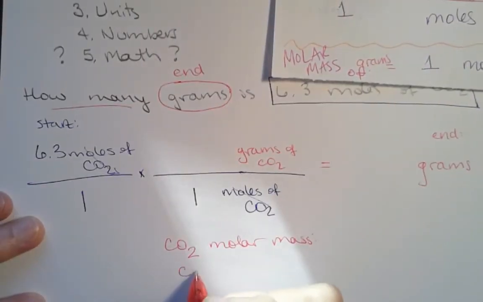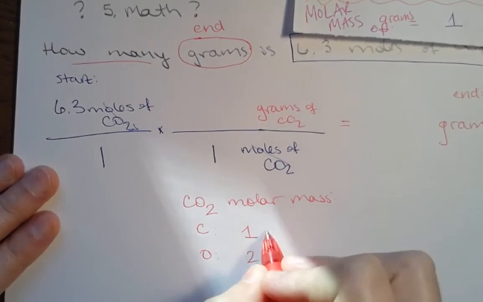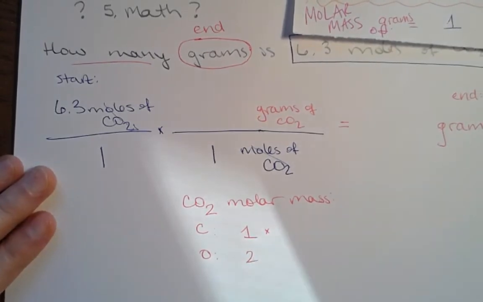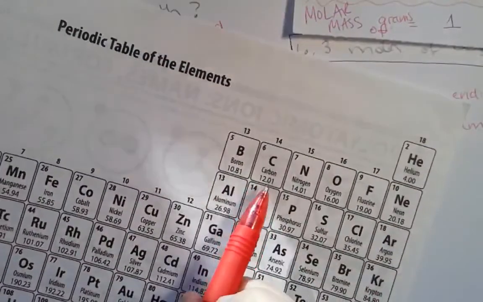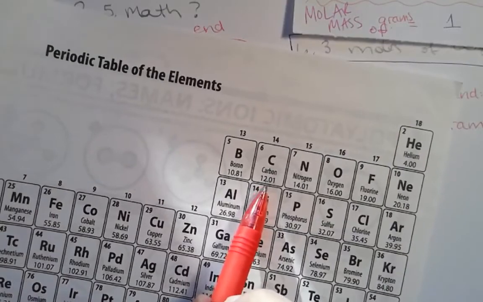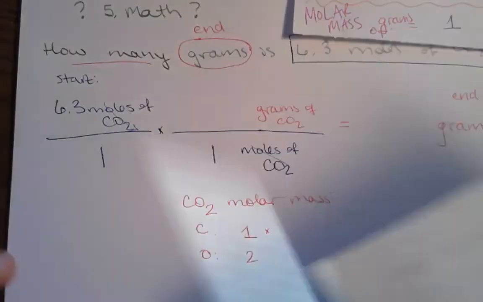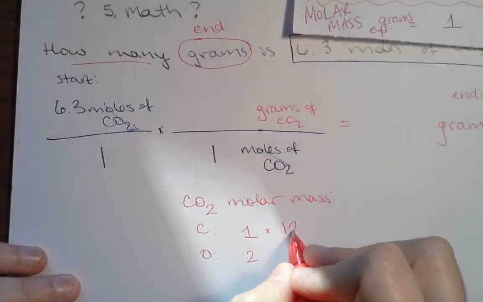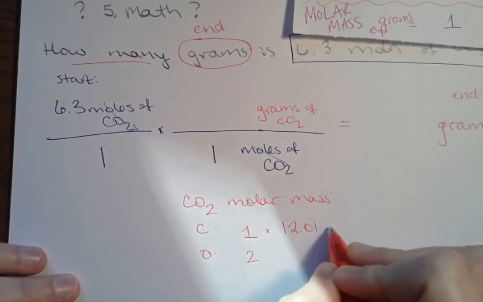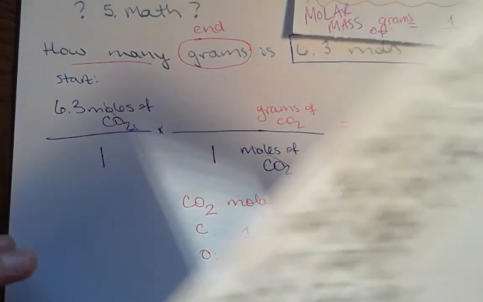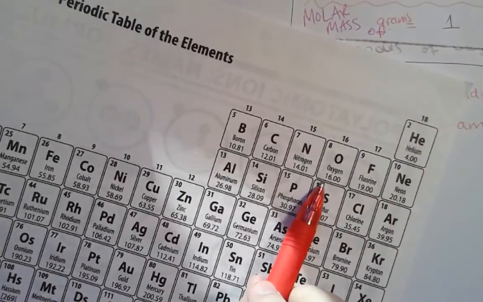Has 1 carbon and 2 oxygens. Each carbon has a mass of 12.00. Here's my favorite example. Okay, so the mass of each carbon is, I'm going to show you how I got that, 12.01 grams per mole. So each carbon is 12.01 grams per mole. Each oxygen is 16.00 grams per mole.